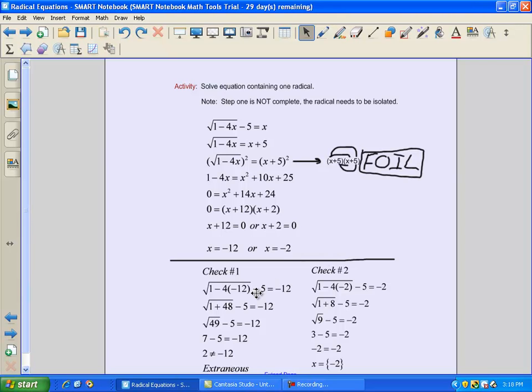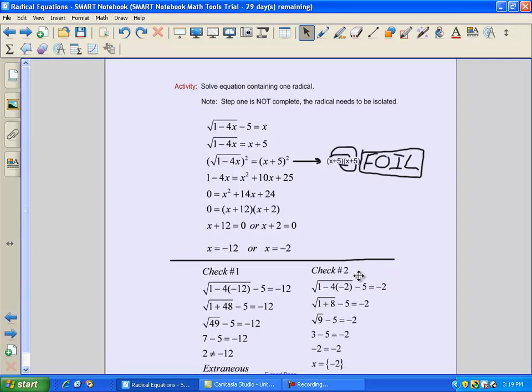If I come down to check number 1, I can see if I plug in a negative 12, I get 1 plus 48 is 49. 7 minus 5 is going to equal 2. But we're looking for it to equal negative 12. Thus, we find out that negative 12 was extraneous. So even though the algebra was correct, we didn't do anything wrong, we're finding out the negative 12 does not substitute back in. It's possible right now that if negative 2 doesn't work, we have an empty set.